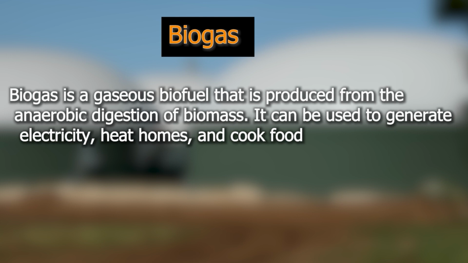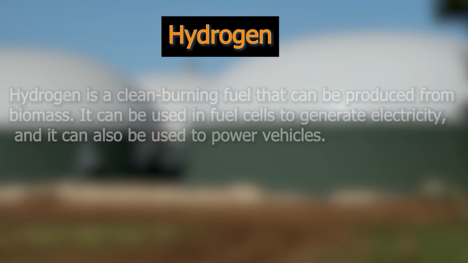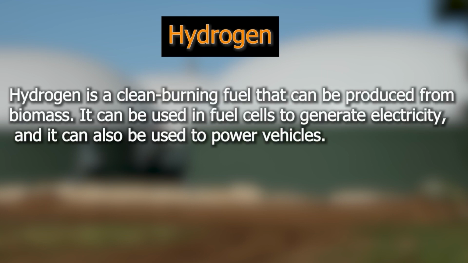The next is biogas. It is a gaseous biofuel that is produced from the anaerobic digestion of biomass. It can be used to generate electricity, heat homes, and cook food. The next is hydrogen. It is a clean burning fuel that can be produced from biomass. It can be used in fuel cells to generate electricity, and it can also be used to power vehicles.